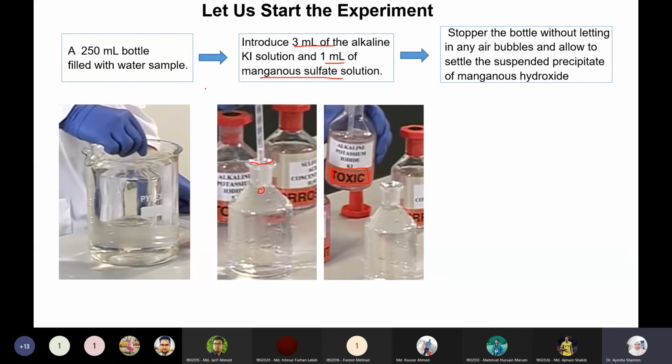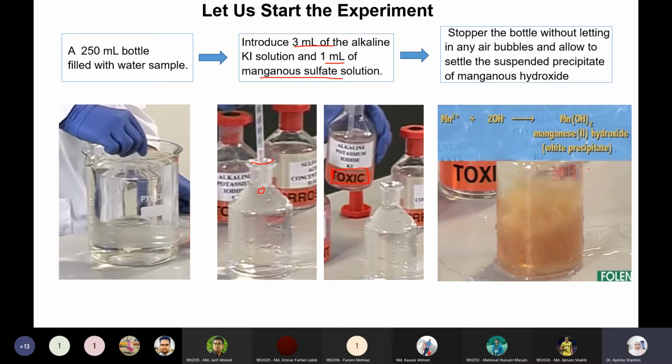Then you put the stopper of this bottle back on and give it a good mix. As soon as you add this potassium iodide solution, you see a brown precipitate start to form. When you put the stopper on and give a good shake, you see that it's reacting well, and you leave it to let the manganese hydroxide settle down. They are actually white, but because of the presence of the iodine, the reaction is instantaneous. You don't see much iodine here, but the reaction is happening.